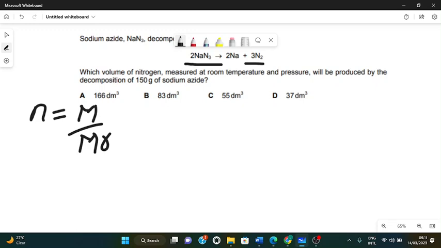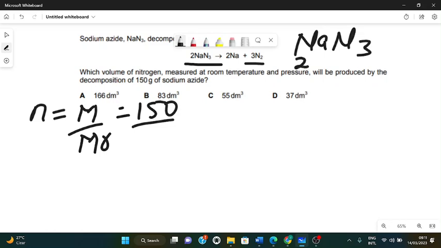Number of mole is mass over molar mass. The mass is 150, and the molar mass is the mass of 1 mole of sodium azide. So let's calculate the molar mass. Sodium azide is NaN3. Sodium is 23 plus 3 bracket 14, which is 65. That is the molar mass of sodium azide.